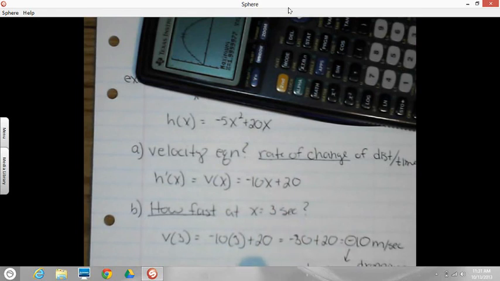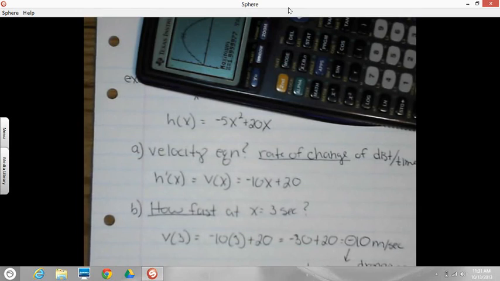So this was on the graph, the distance graph of h of x. If you take the velocity graph, which is negative 10x plus 20, see where that equals 0 at, because if the derivative is 0, the original function was either a max or a min, and we can see that it was a max on that graph.